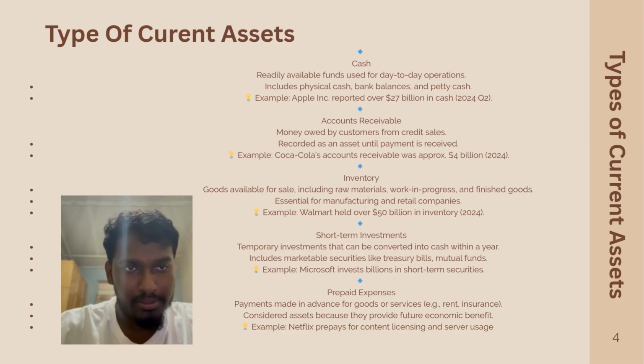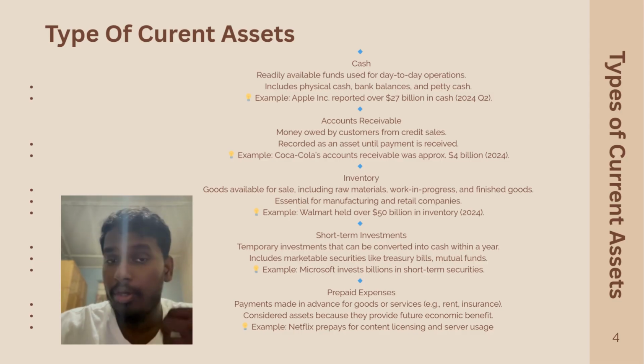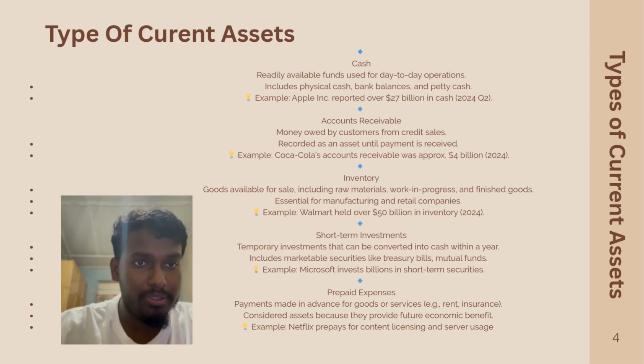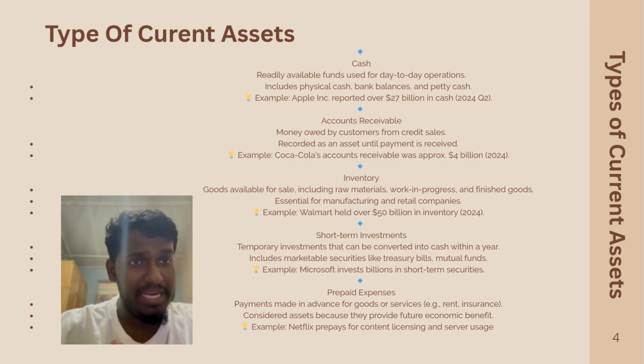And next is accounts receivable. This refers to money owed by customers who bought on credit. So companies record this as an asset until payment is received. For example, Coca-Cola had about 4 billion in accounts receivable in 2024. Third is inventory. These are goods that are ready to be sold. It also includes raw materials and items in production. A good example is Walmart. They had over 50 billion worth of inventory last year.